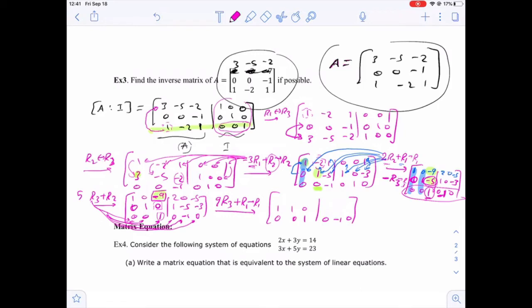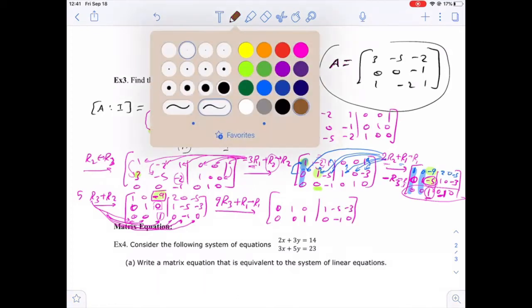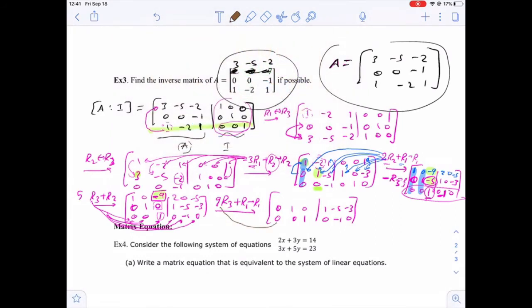This is 0. Yeah, this is a typo, sorry. So 0, 1, 0, and 1, negative 5, negative 3. Now we want to multiply row 3 by 9 and add it to the first row.